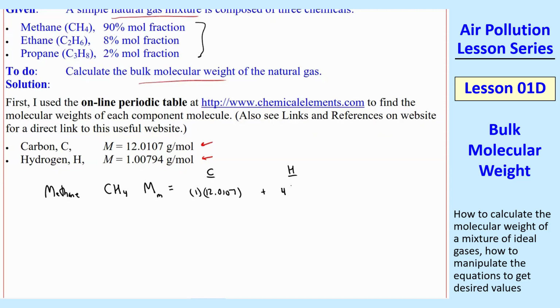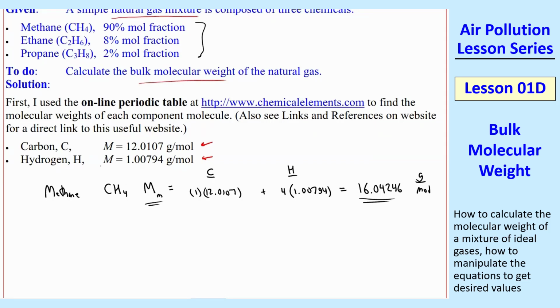And then 4 H's, so 4 times 1.00794, and that's equal to 16.04246, and that's gram per mole or kilogram per kilomole, take your pick. So this would be the molecular weight of the methane.